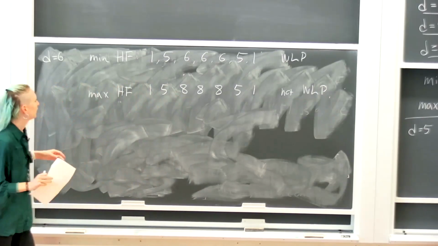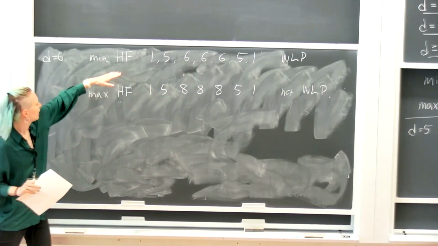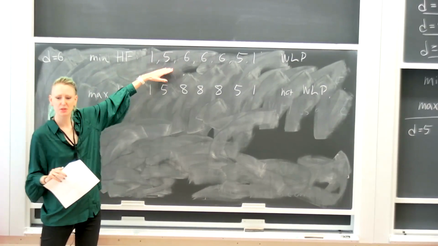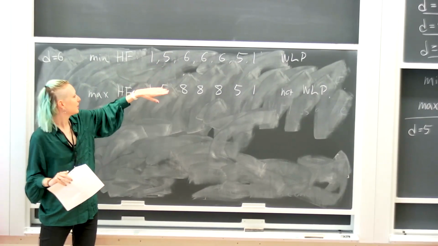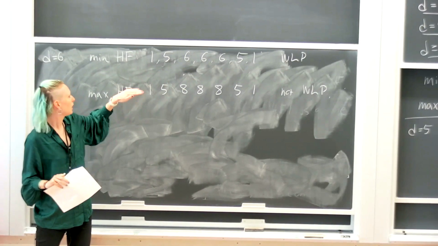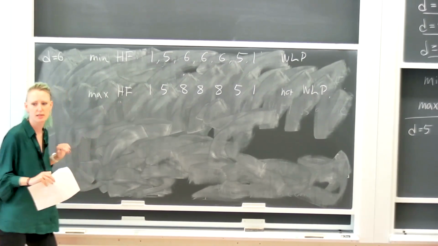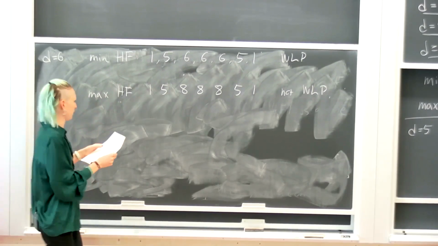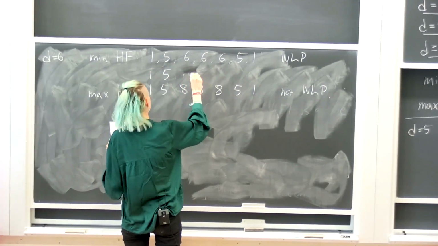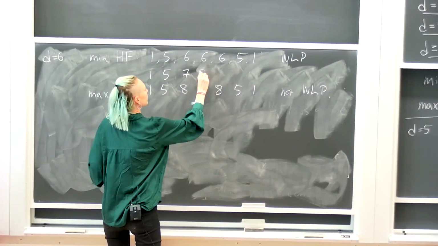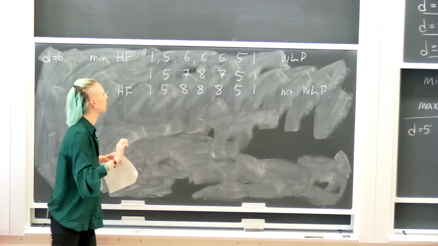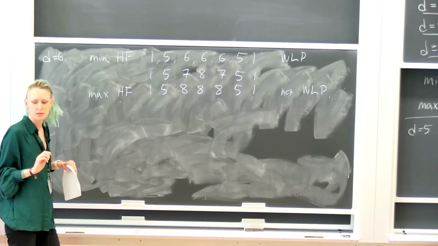And now maybe I should have left more space because there are now more possibilities in between those two. But actually I'm going to focus on one of the Hilbert functions that lies in between those two. And it's this one: 1, 5, 7, 8, 7, 5, 1. This one has the WLP.